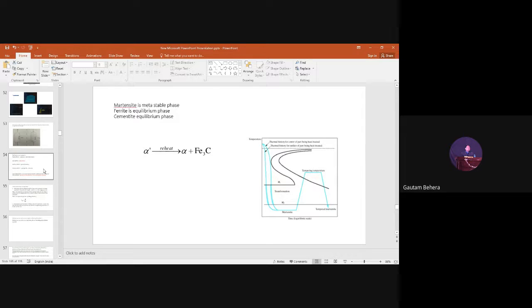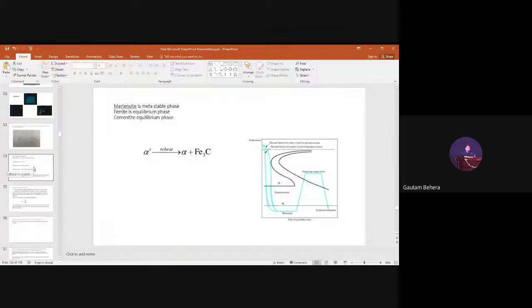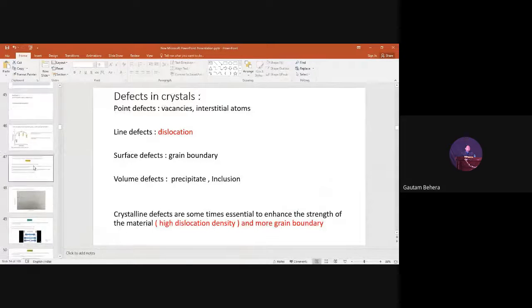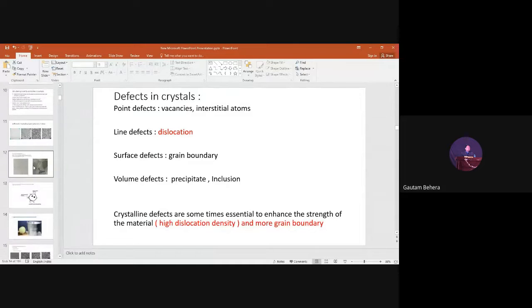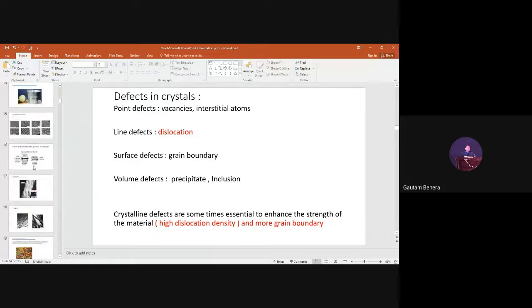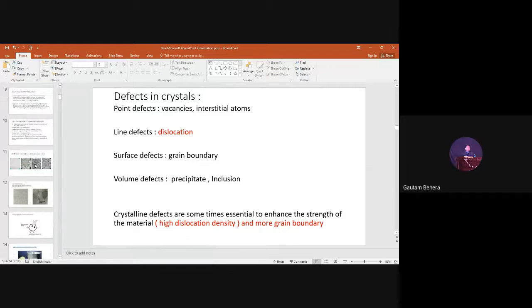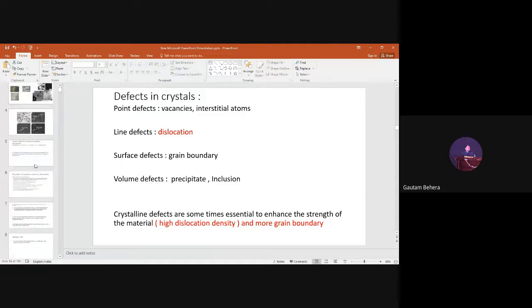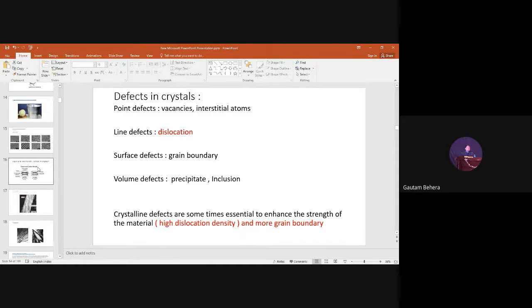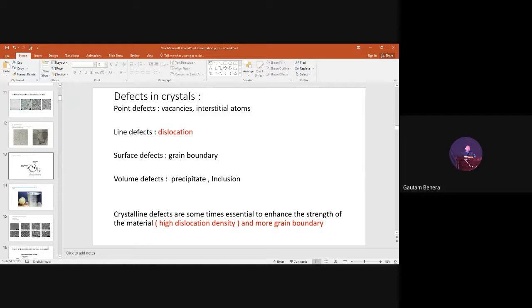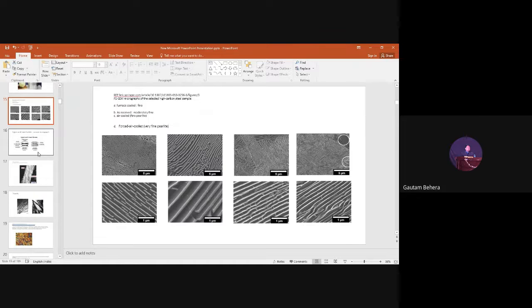What are the products of displacive transformation? Let me see how many of you remember. The lower part of the C curve is showing what kind of products? Widmanstätten ferrite, bainite, and martensite. Right? And reconstructive transformation involves ferrite and pearlite. Yes or no?